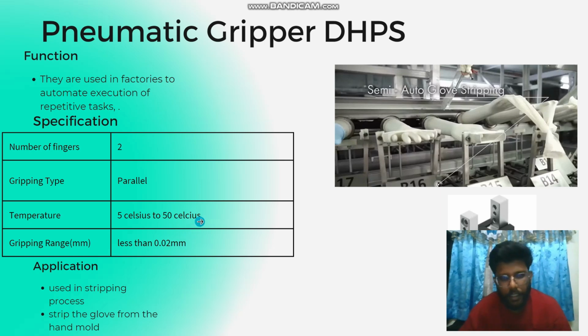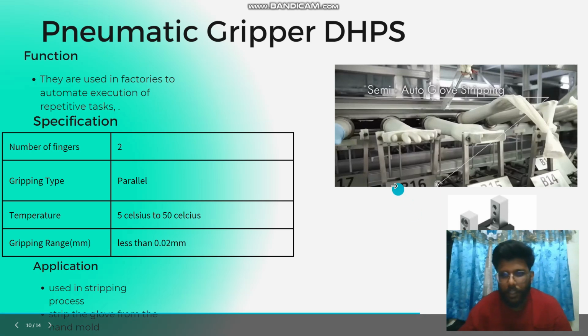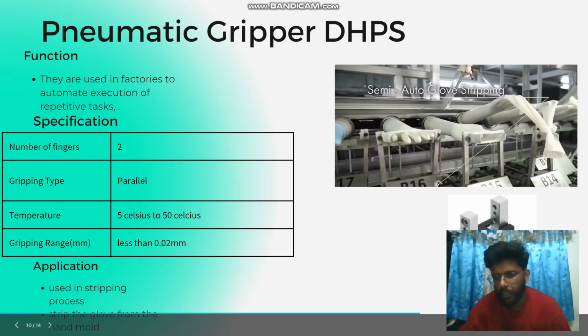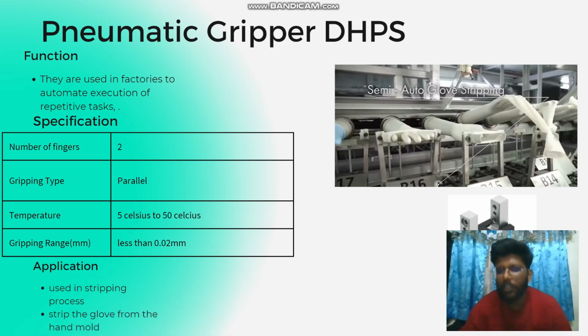The application of the pneumatic gripper is used in the stripping process. As you can see here, the pneumatic gripper strips the glove from the end mold. This is the picture of the pneumatic gripper.